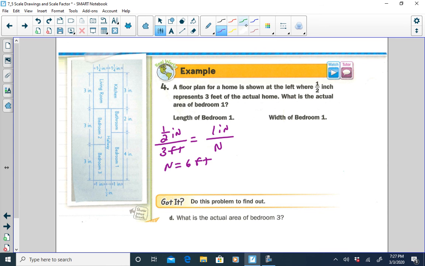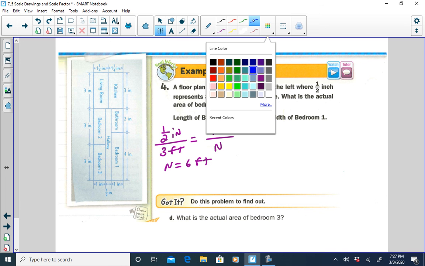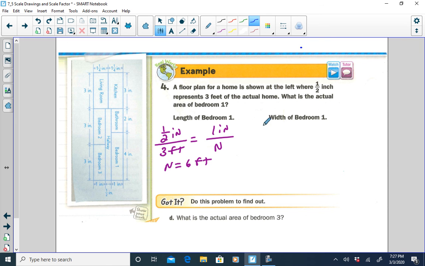Right, but that's just the length of bedroom 1. Right, let's find the width. So the width of bedroom 1, we start with our same scale. 1/2 inch is the same as 3 feet.